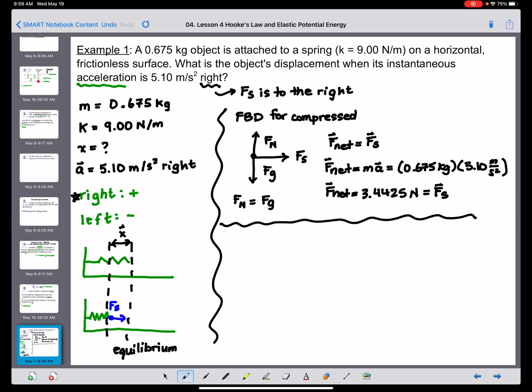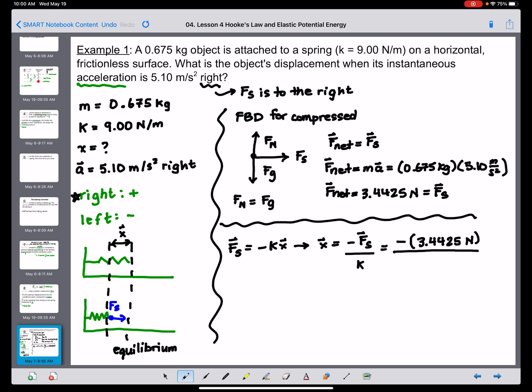Now we can use Hooke's law to actually solve the question. So Hooke's law says that the spring force is equal to negative k times x. So we can rearrange here for x, because x is what we're looking for. So moving the negative over to the other side and then dividing by k, we get negative Fs over k. All right, now we're going to put a negative there because it's in the formula. And then in brackets, we're going to write down Fs. Now Fs itself is a positive number because it's to the right.